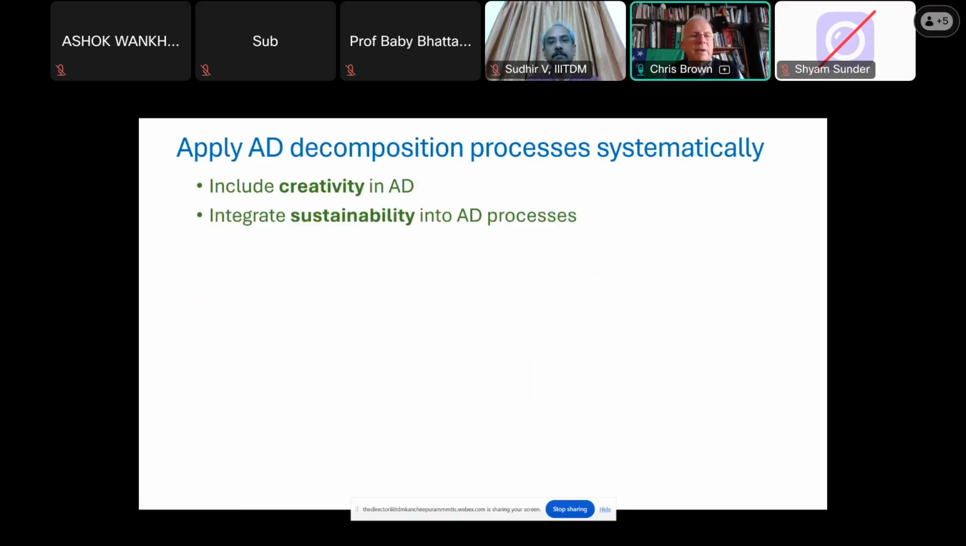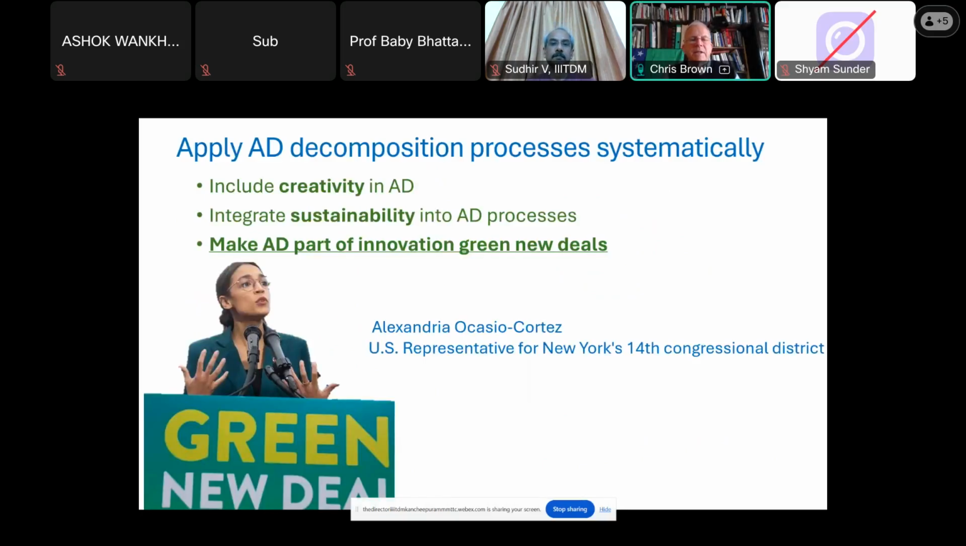So systematically, include creativity in axiomatic design, integrate sustainability into the process, make AD part of innovation of Green New Deals.